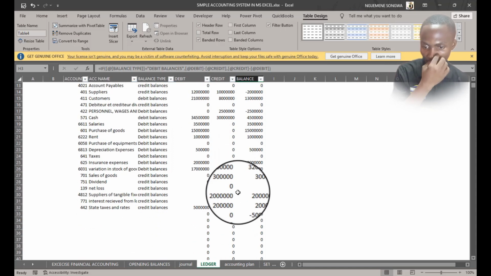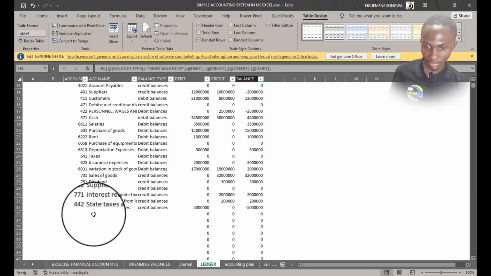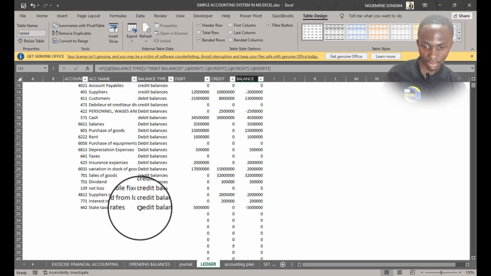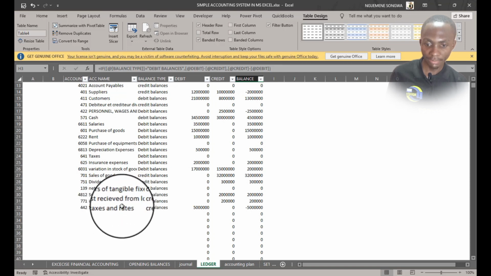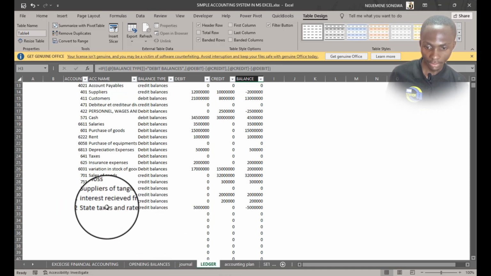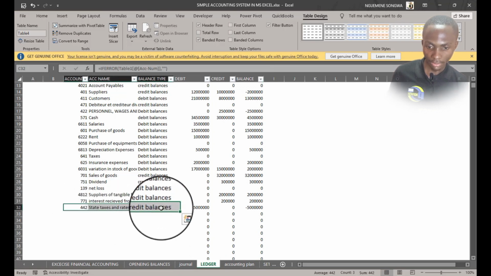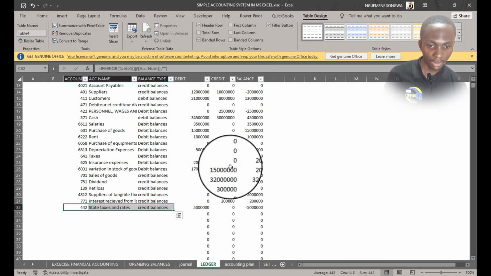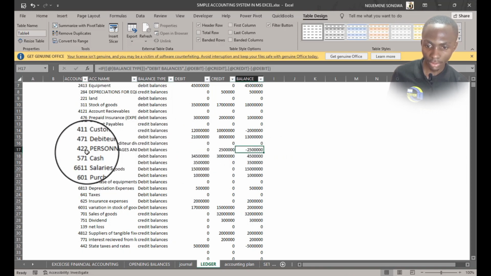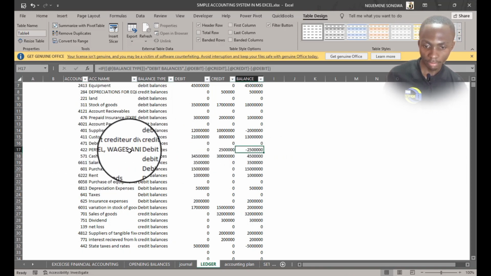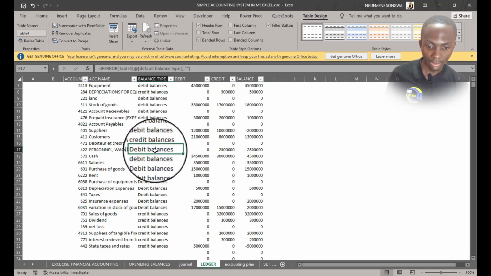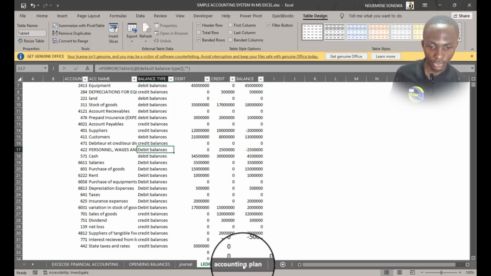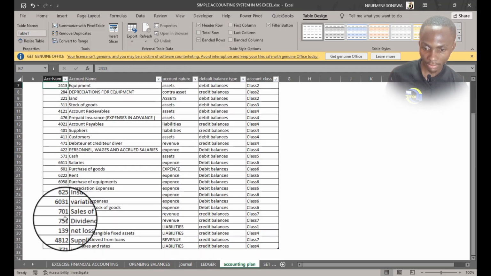So let me check on some accounts that are there. State salaries. This one is supposed to be an expense account. Here is state. There is an accounting entry problem here, and equally here where we have personnel wages. So at the level of the chart of accounts, this account is supposed to be a liability account.